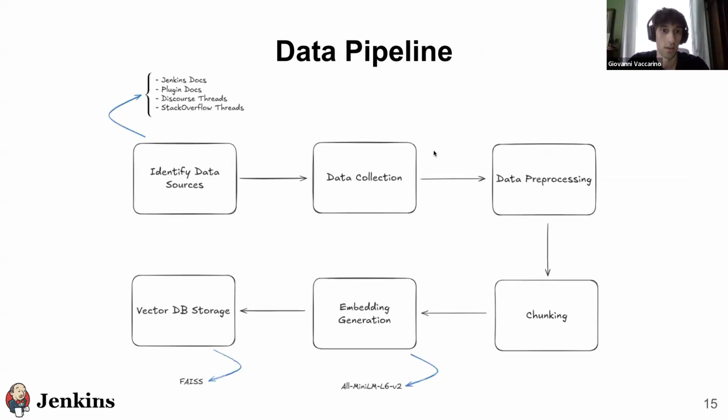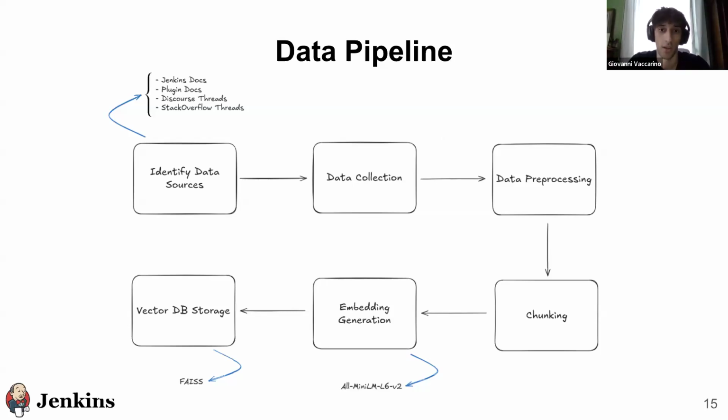Next slide. Starting from the data pipeline, we first had to identify the main data sources that we're going to use. And in particular, we chose those 4 that are the Jenkins documentation, the plugins documentation, the discourse threads, and the Stack Overflow threads. And for each of them, we had to go through a process of data collection, where for the threads, we could exploit some APIs or data tools to extract the data, while for the documentation, I had to rely on some web crawlers.